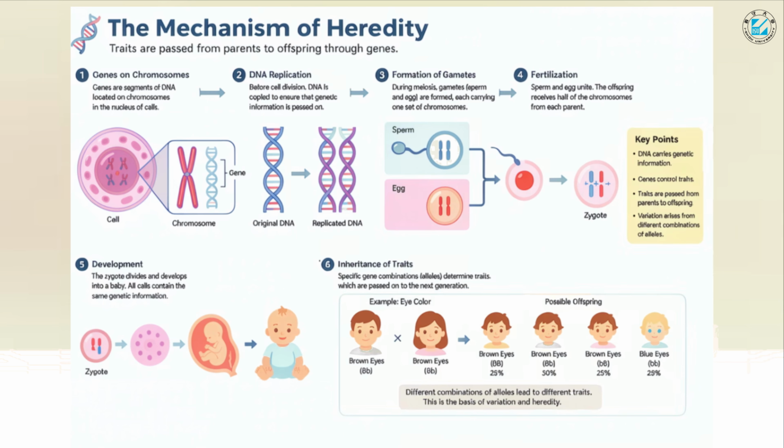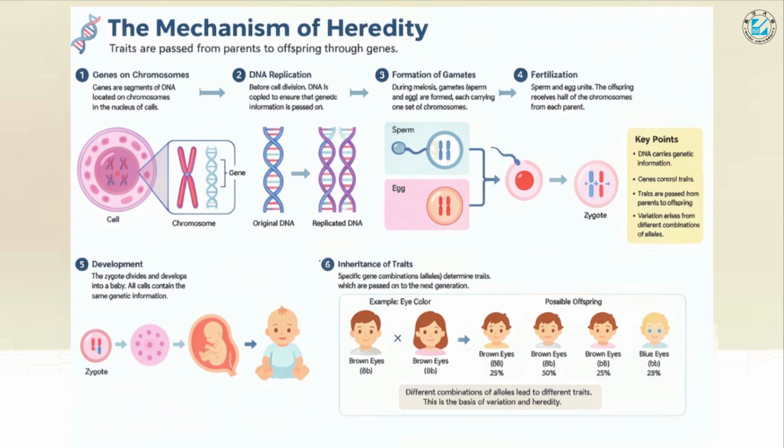Now we are moving from heredity to the basic unit of heredity, the gene. A gene is a functional sequence of DNA that carries genetic information. It is considered the basic heredity unit. They control traits. Genes do not directly produce traits by themselves. Instead, the information encoded in a gene is expressed through a series of molecular processes.